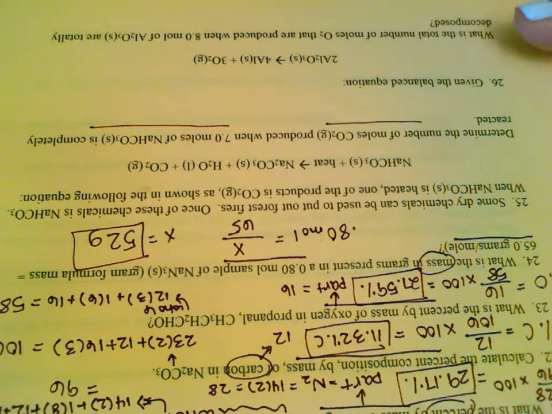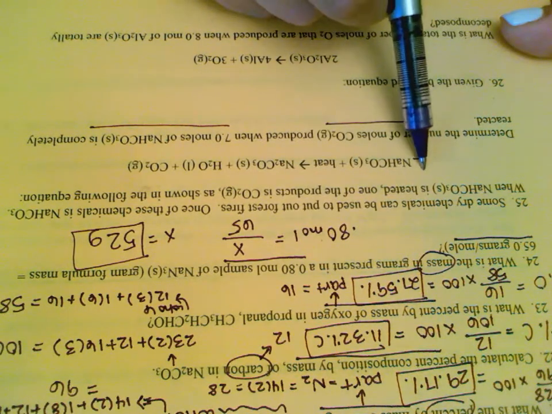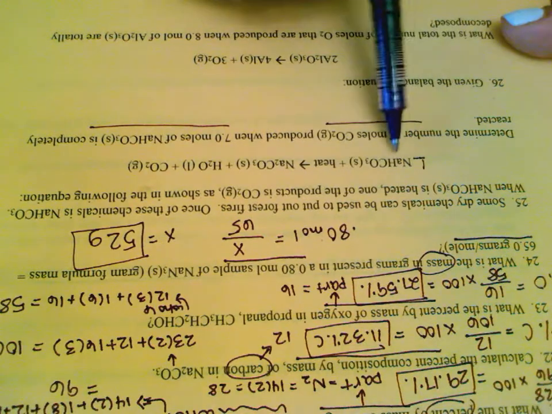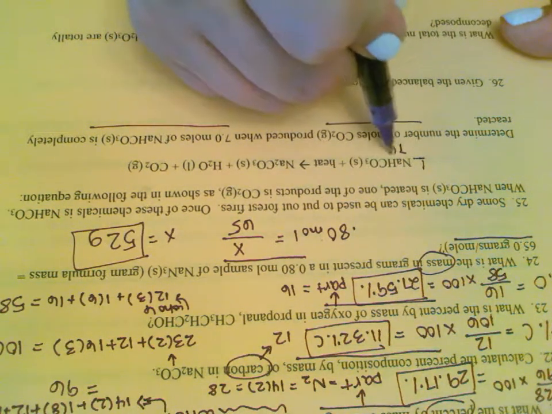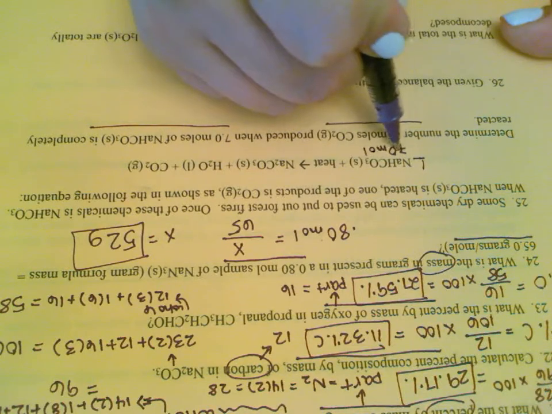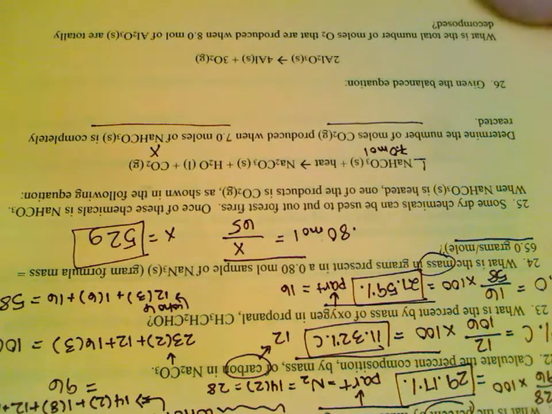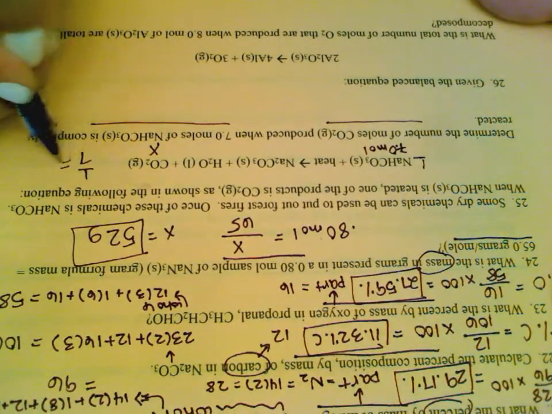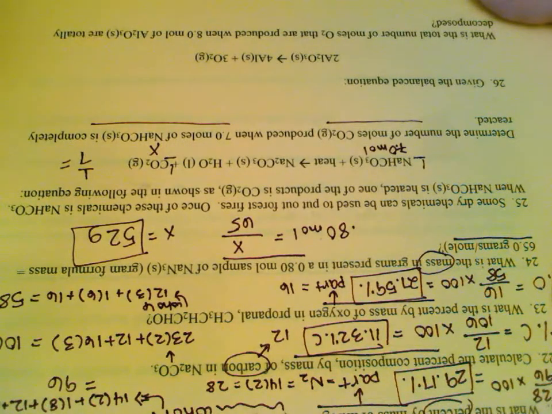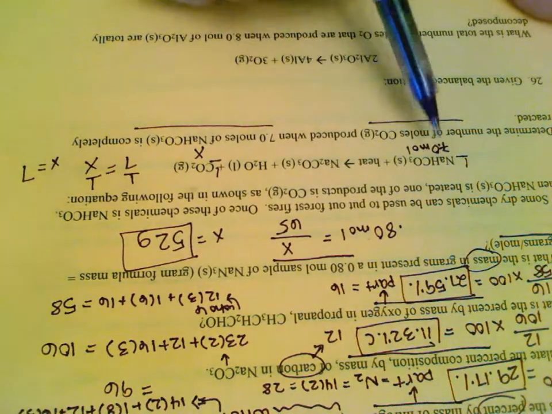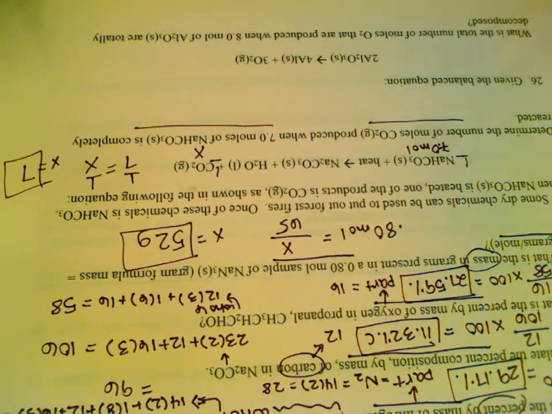So they give me an equation here. Remember, this would be a coefficient of 1. So instead of having 1 of the NaHCO3, they're saying now you have 7.0 moles of it. And they want to know, how much CO2 do you get then? So you're going to set up your ratio: 1 over 7 equals 1 CO2 over X. So X equals 7. They're a 1-to-1 ratio, so it's the exact same. 7 moles.